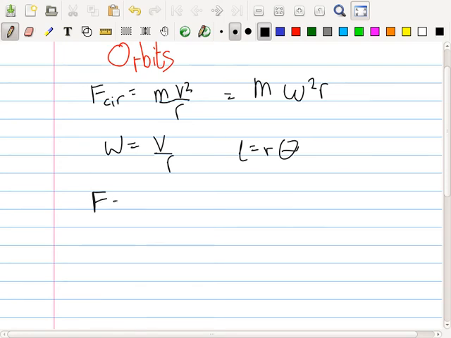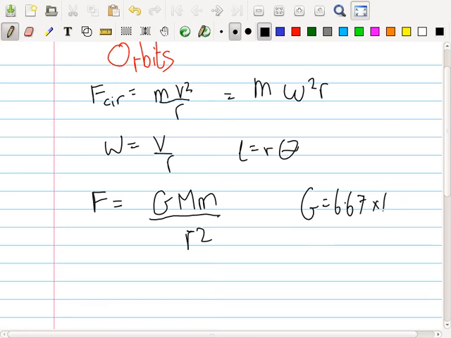What is also the force for two masses? The gravitational attraction: G, M for the Earth, for example, M for the human or anybody, over r squared. And we have G equals 6.67 times 10 to the minus 11. Here we're using newtons, meters, kilograms, and seconds, our usual units. Okay, so that was all we really did last time.